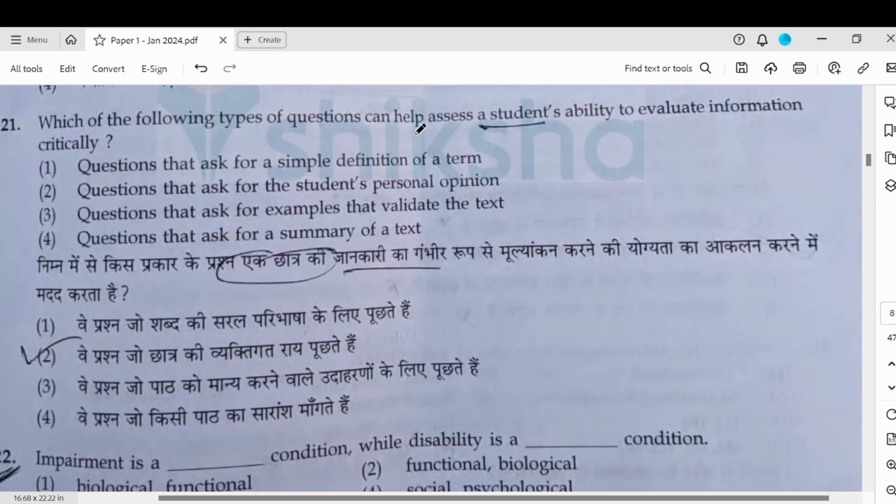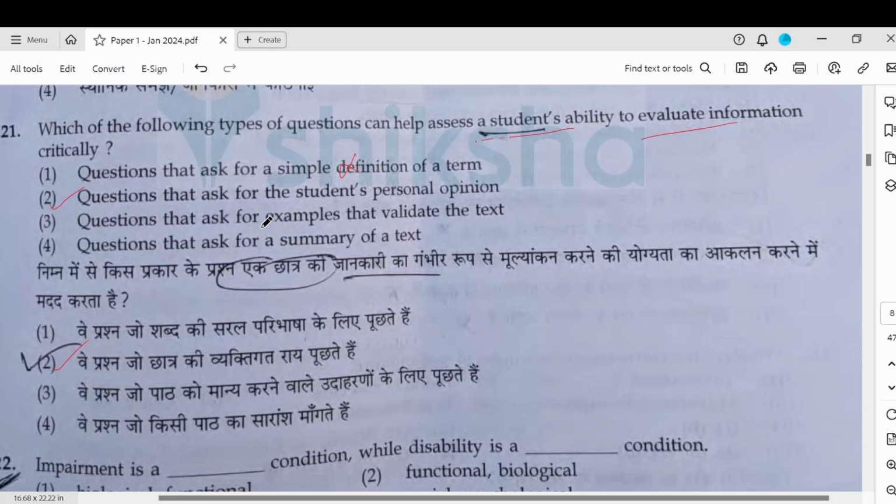Which of the following types of question can assess a student's ability to evaluate information? Simple definitions, no. Anywhere you are asking for their personal opinion, that will be the correct answer. Asking for examples that validate the text would be an understanding question.